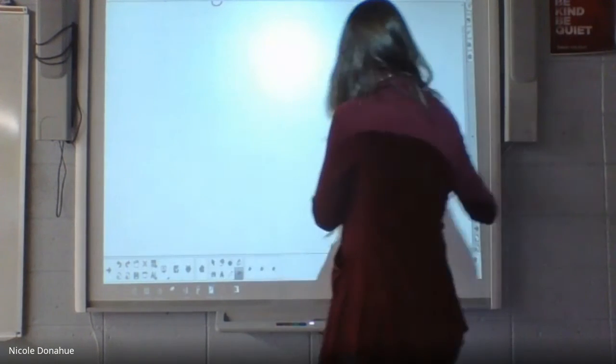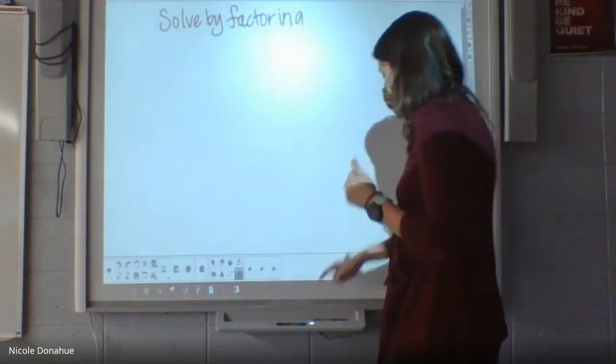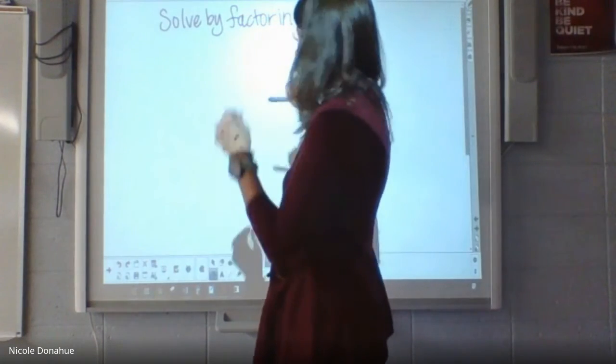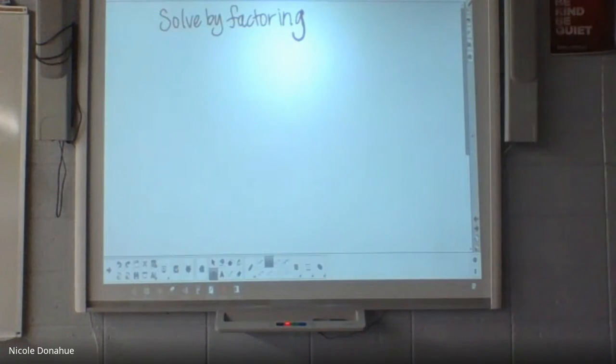If I say to solve by factoring, so make sure I don't pick one that's already on your sheet. Abby, let me see your sheet quick. I mean, you could choose the one on the sheet.